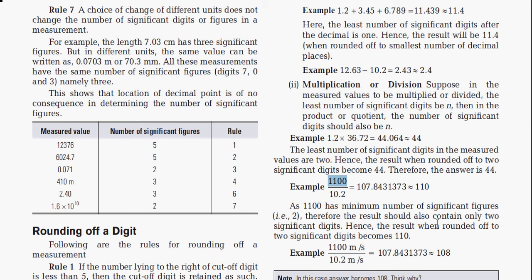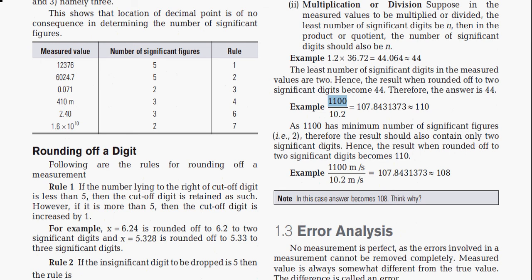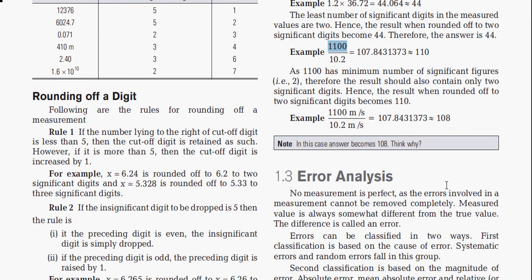How 110? You can see. It's 11 divided by 10.2. We'll get 107.84. Rounded off, since it is 0.8, it will give us 108. But in this situation we have to consider up to 2 digits. In this case, the answer becomes 108. Think why? Just give the answer in the comment box.